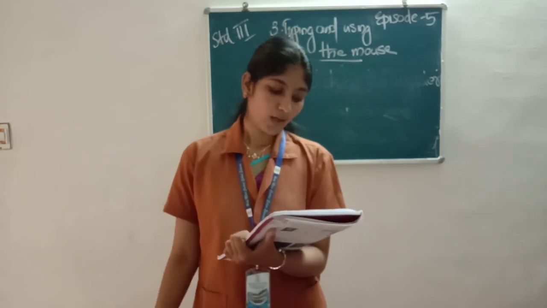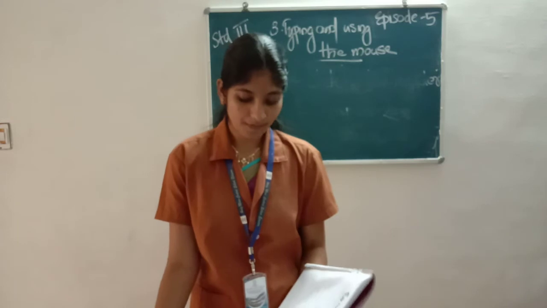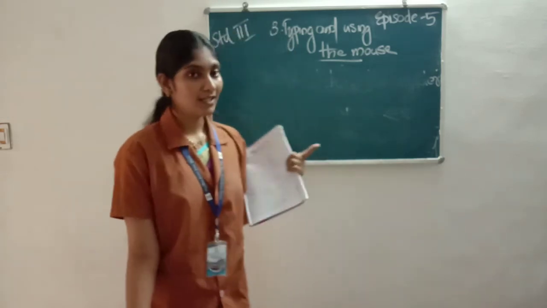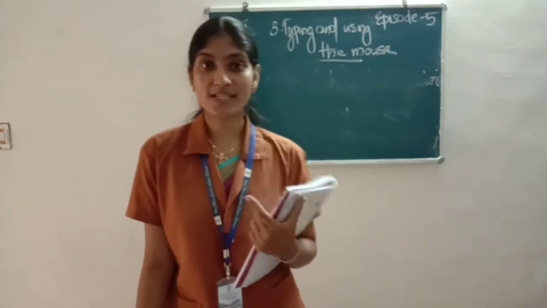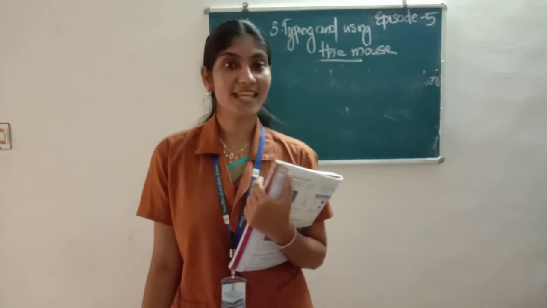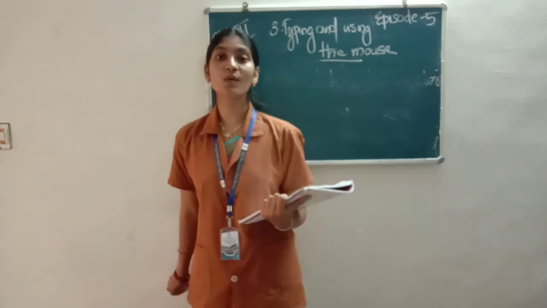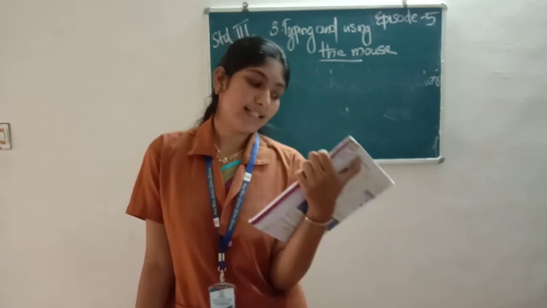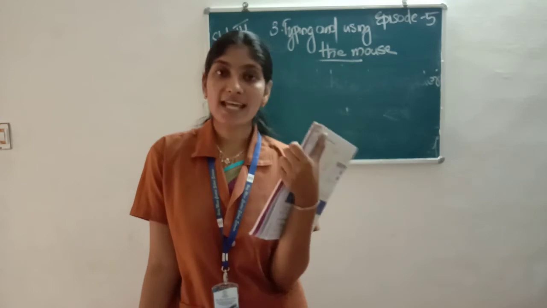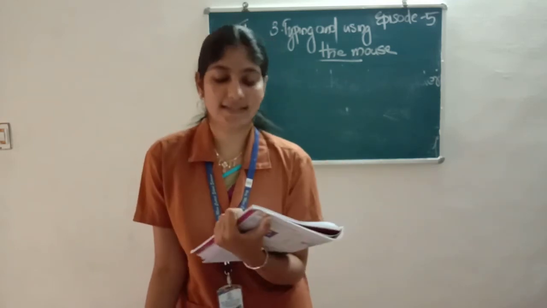Third question. Which key is used to cancel the previous operation? In this class we started with a key. What is that key? Escape key. So the escape key is used to cancel the operation. The question here is, which key is used to cancel the previous operation? The answer is the escape key, ESC key. That is option A, escape key.